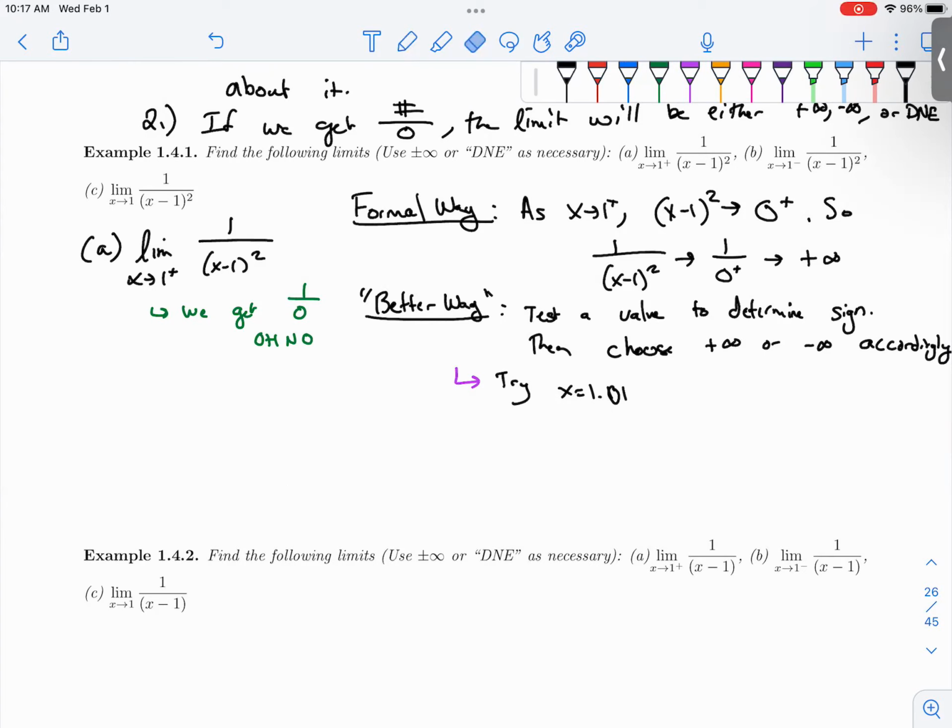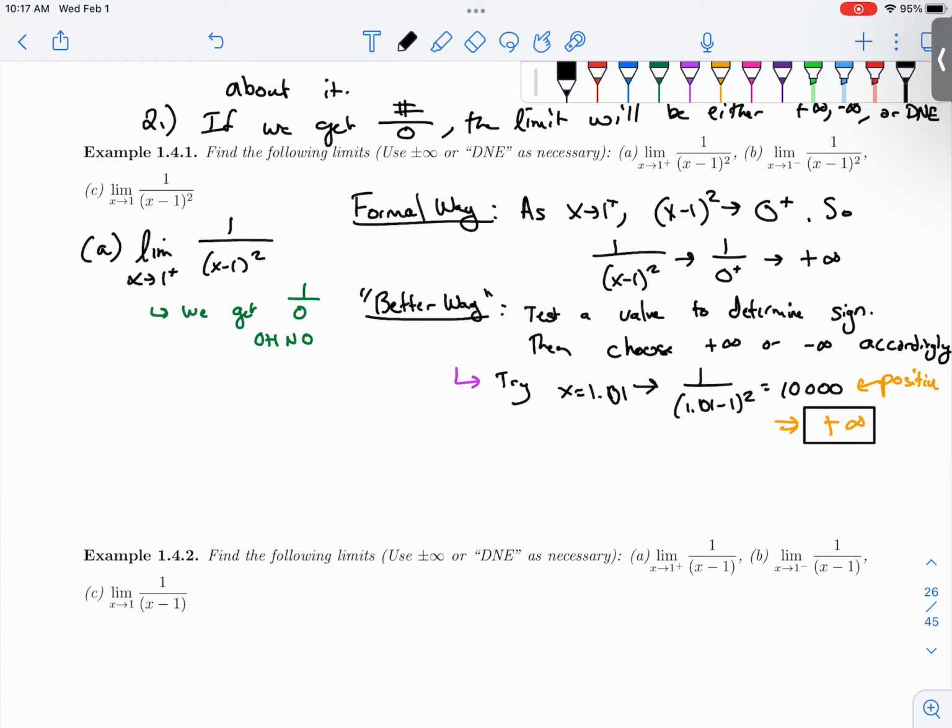All right. So if I do 1 divided by (1.01 minus 1) squared, I get 10,000. We get 1 over (1.01 minus 1) squared, which is 10,000. That's positive. So that implies positive infinity. Does anybody have any questions on that? That's how we're going to do it.